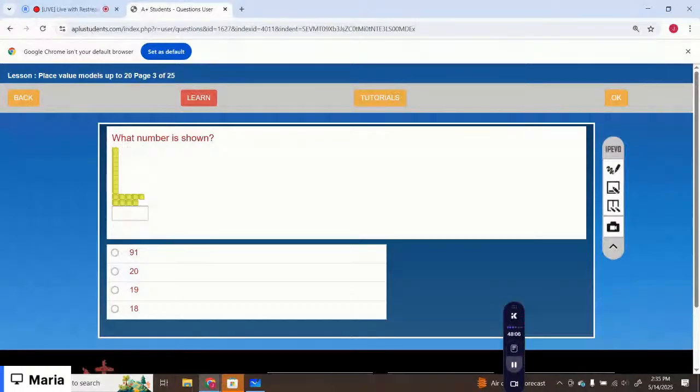What number is shown? We have 1 ten and 9 ones. So 1 ten and 9 ones together make 19. Option number 3 is the correct option.